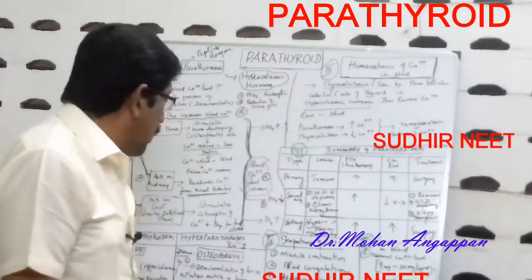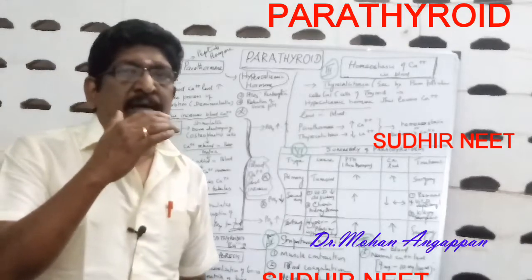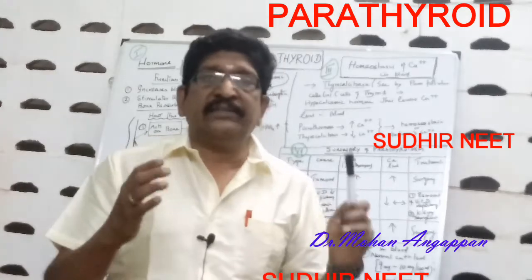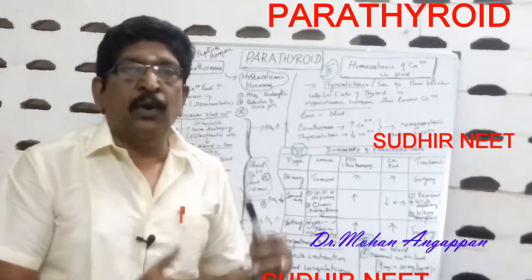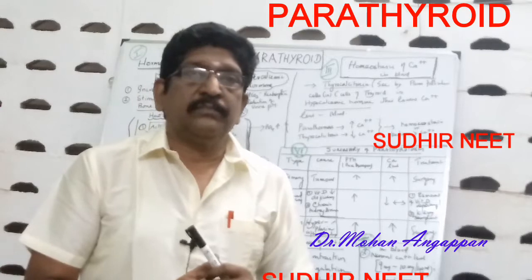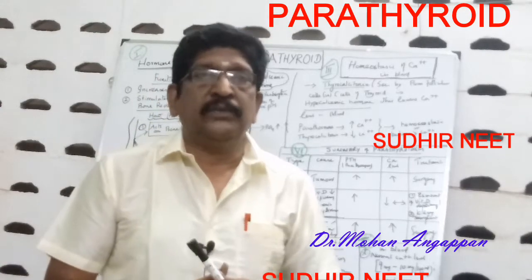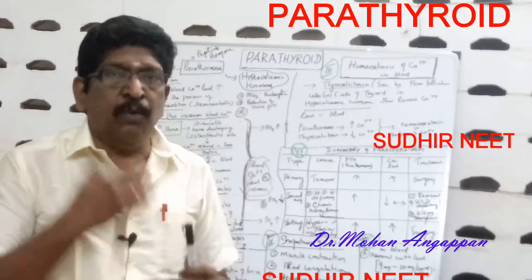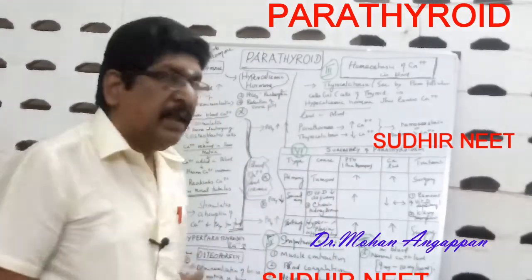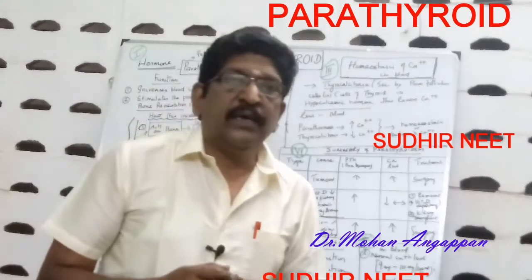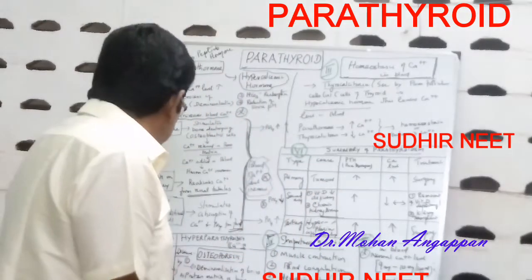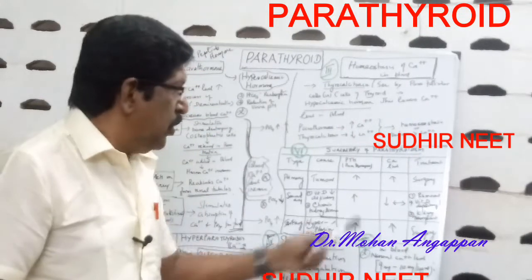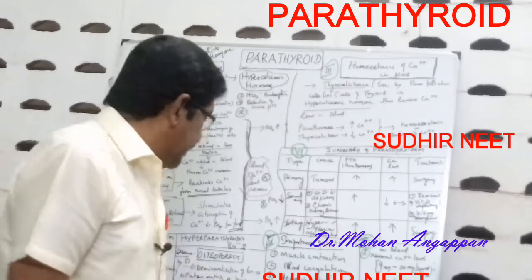Then what are the disorders of the parathyroid gland? So I told you, if the secretion is less, this is hypoparathyroidism. If the secretion is more, the PTH Parath hormone is more, that is called hyperparathyroidism. Now let us take up one by one. Hypoparathyroidism is the lowering of calcium level. I told you that leads to the disease tetany.